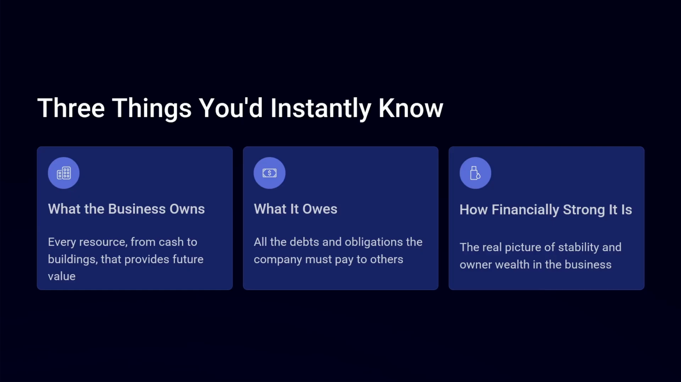Three things you would instantly know: what the business owns, every resource from cash to buildings that provides future value; what it owes, all the debts and obligations the company must pay to others; and how financially strong it is, the real picture of stability and owner wealth in the business.